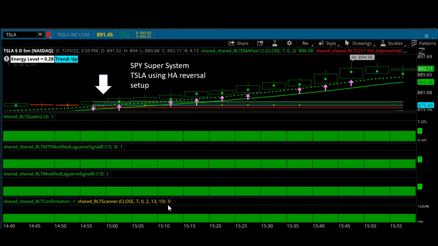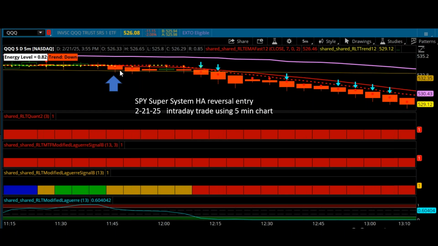This is the old format, but this is a bullish trade. This is a bearish SPY super system methodology trade from yesterday off of the Qs, the triple Qs. Again, it was a very bearish day. Obviously, you can see that it's a very bearish day. You just got to select your entry points.